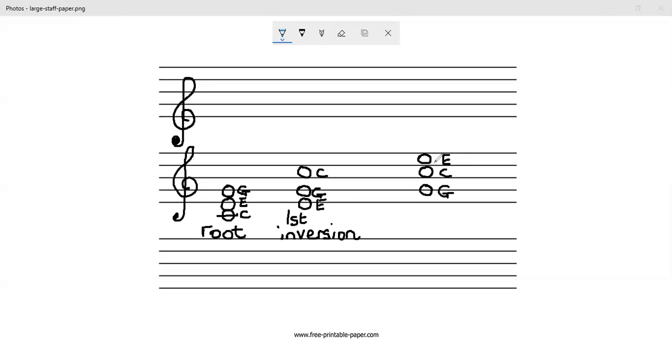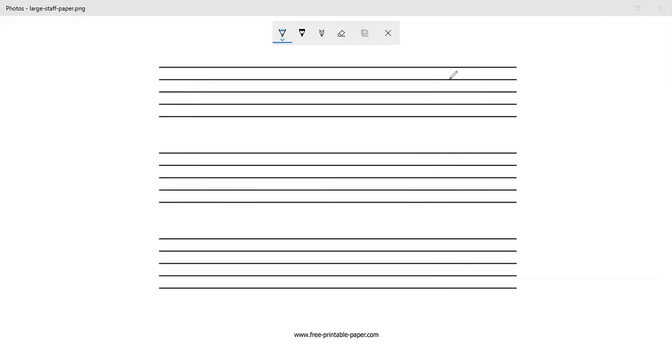So this one here, because I've now inverted it for the second time, we call that the second inversion. And I can do that with any chord at all. So those are the inversions and how we work out the inversions. So let's have a look. Let's maybe clear all that. So let's do one or two more.